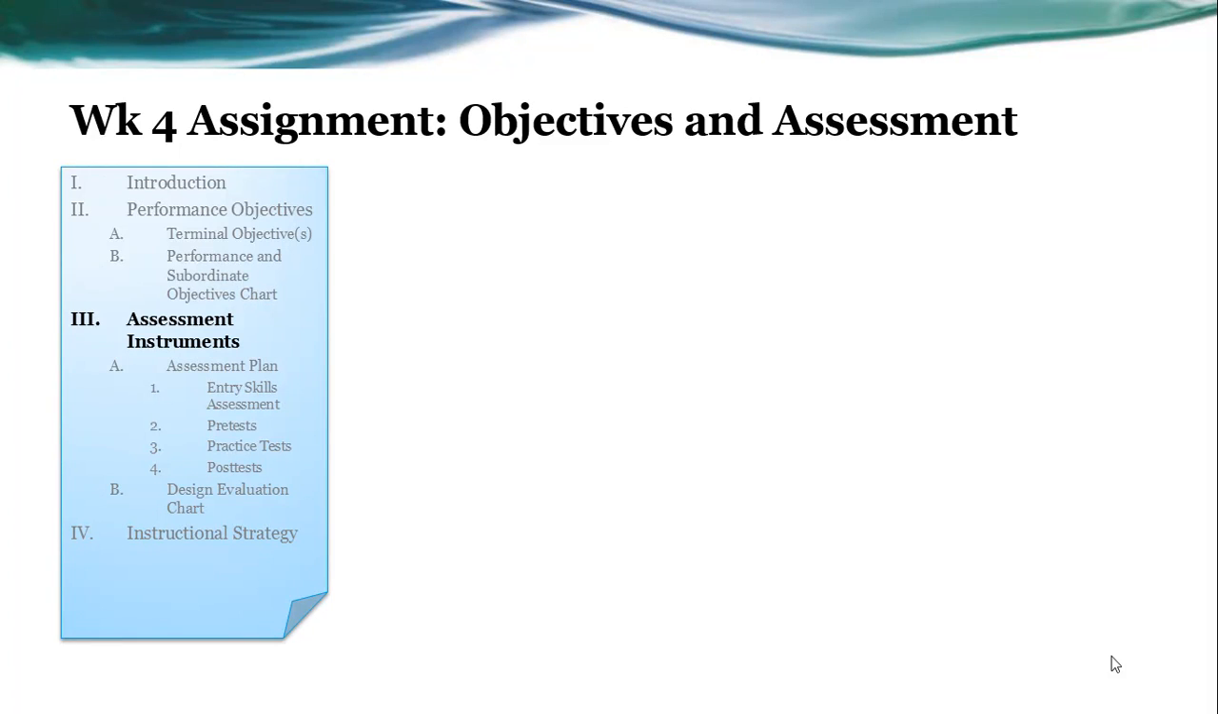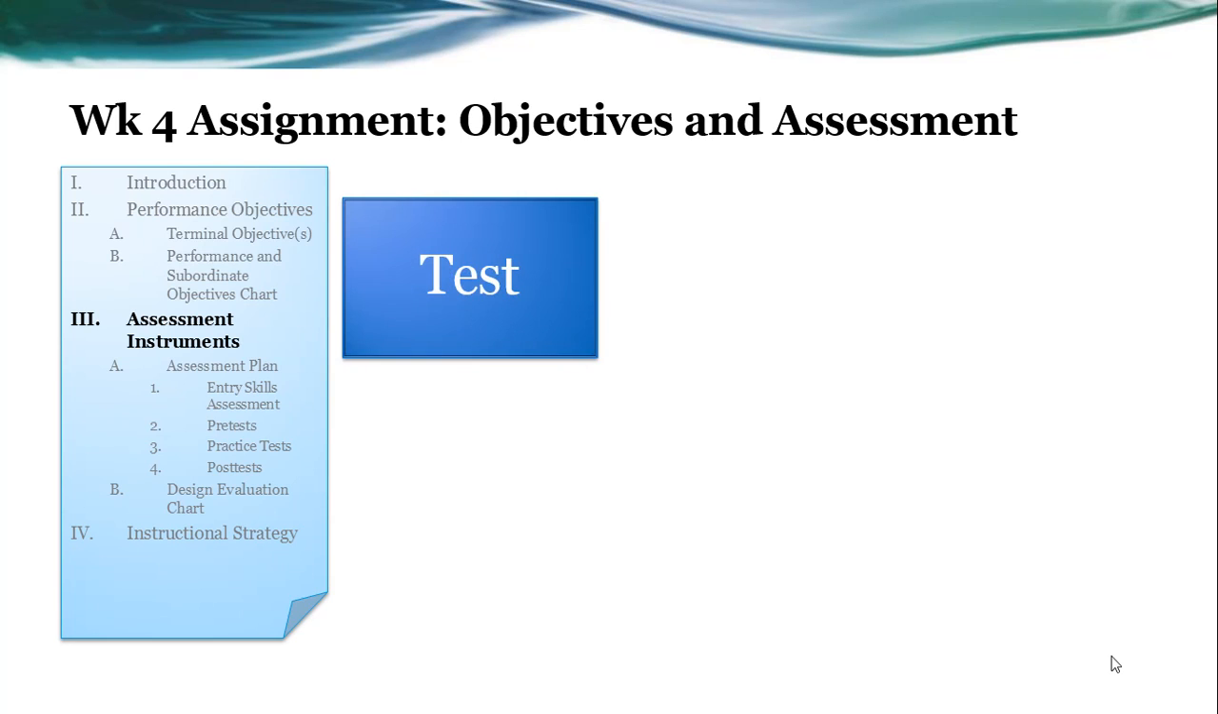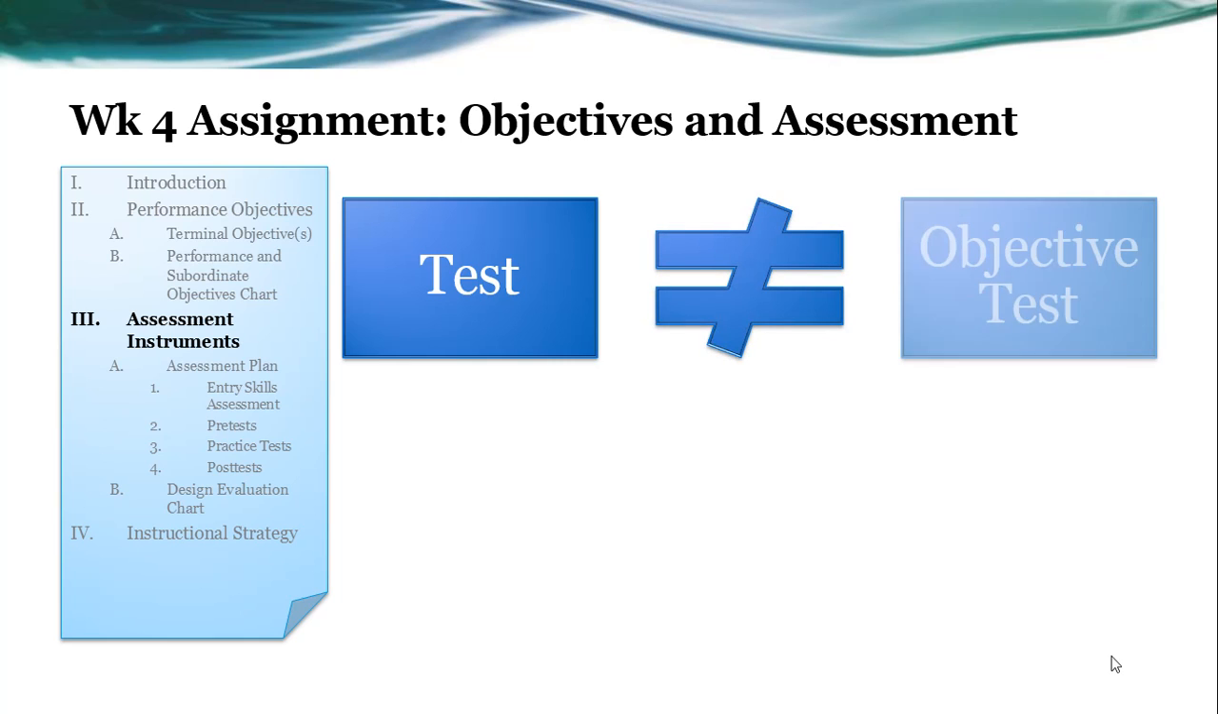The third part of your objectives and assessment assignment paper is going to be the assessment instruments. And the first disclaimer that you see here is that when the book talks about the word test, it is not using it to equal an objective test. So remember, there are many different kinds of tests.